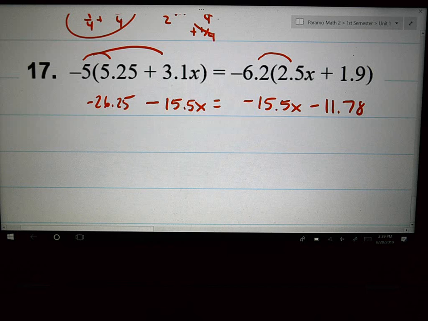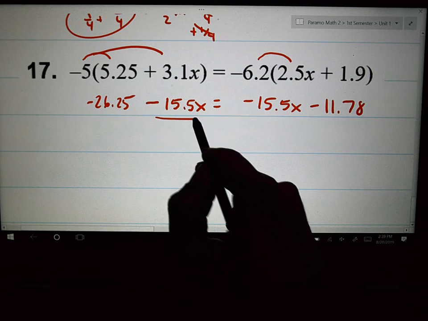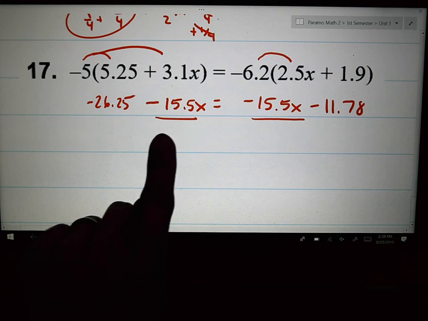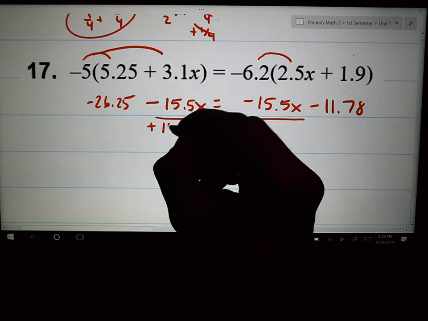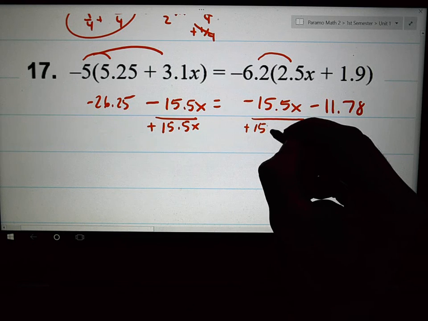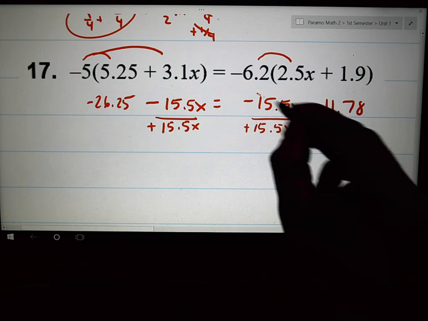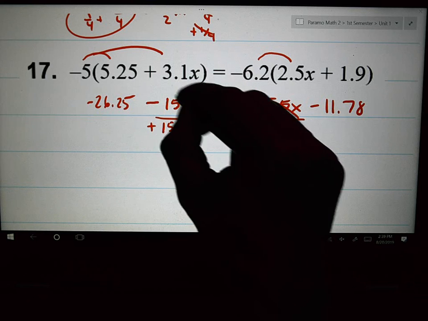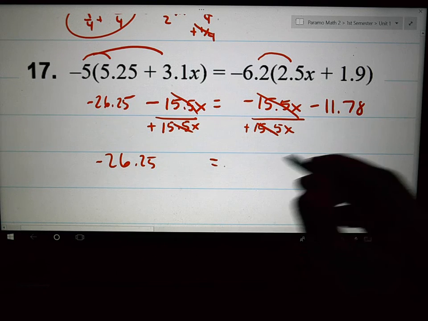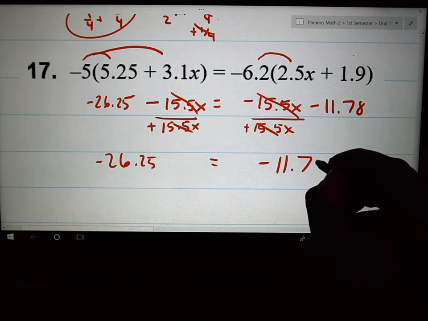See, I can see something here. This is the same as that. But these two numbers are different. If you add 15.5x to this side, that's going to make 0. And you add 15.5x to this side, that's going to make 0. What you would have is you'd have -26.25 equals negative 11.78.